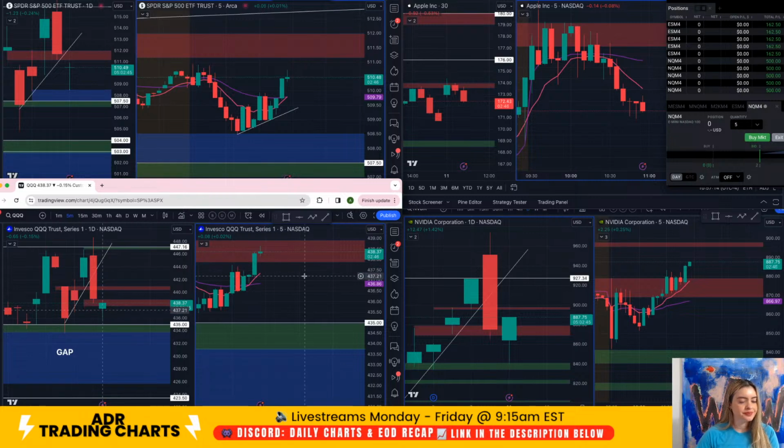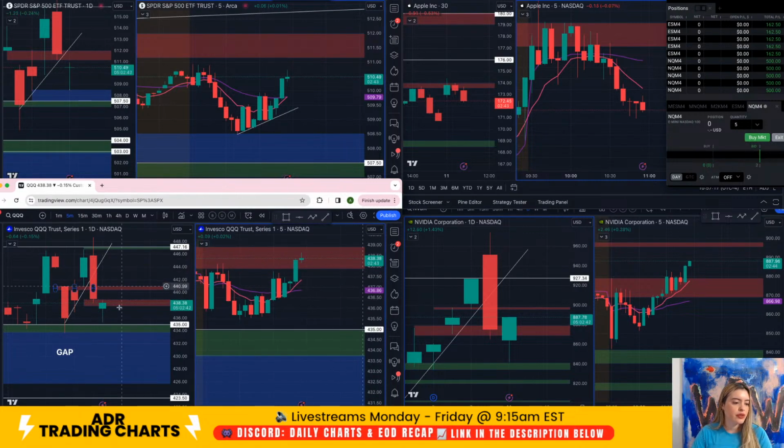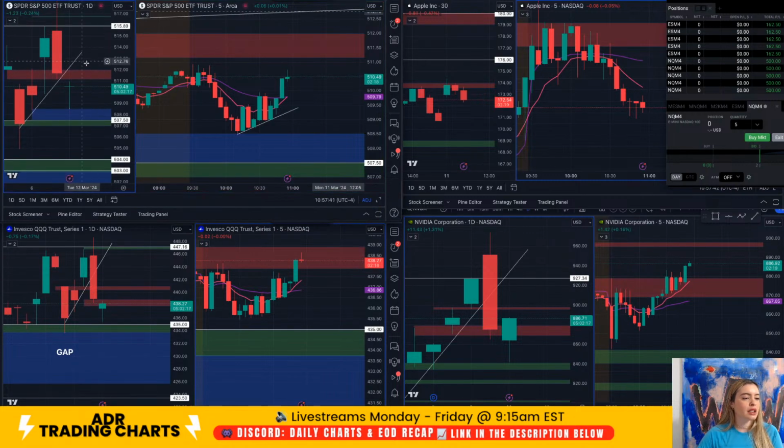So yeah, if we want to see some action to the upside, we need the Q breaking Friday's low and using it as support. But then you pretty much have a bunch of resistance above. You have Friday's close, which is around 439, and then 440, 441 is also resistance for SPY. To play any upside, I would like to see first the SPY holding 512.